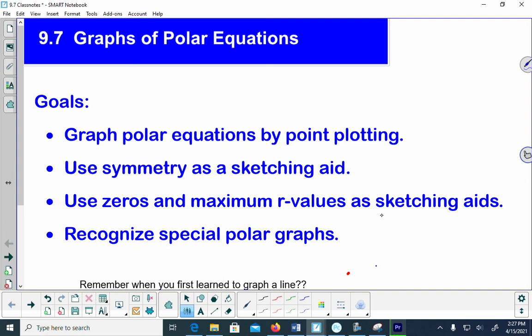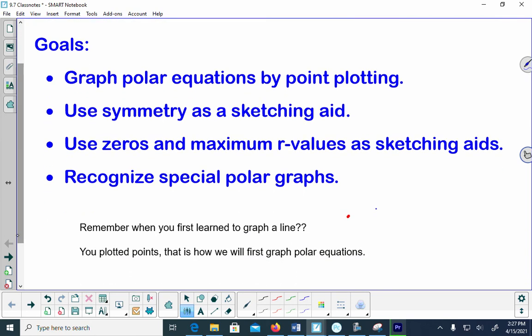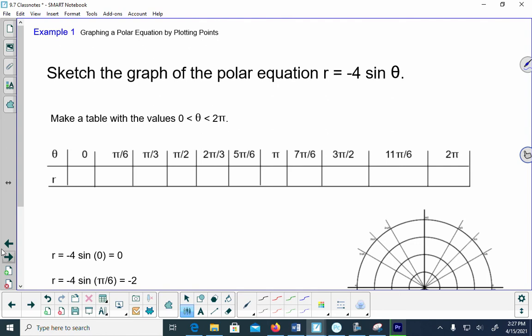The first thing you should know is that we are not doing everything in this section. We're being very picky about what we choose to do and what we choose to leave out. When I first start graphing polar equations by plotting points, we're going to go back to when you first learned how to graph a line. Back in Algebra 1, you were taught to make an XY chart. You picked your X values, you substituted into the function, you got your Y values, and then you plotted the points. We're going to do something very similar with polar equations.